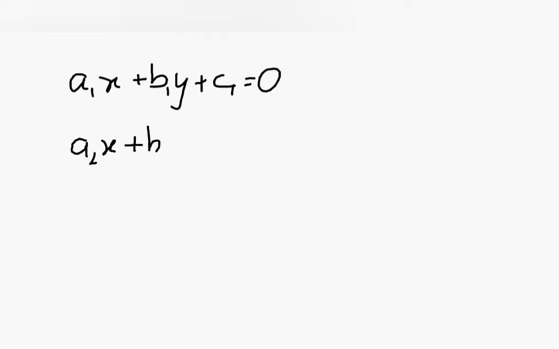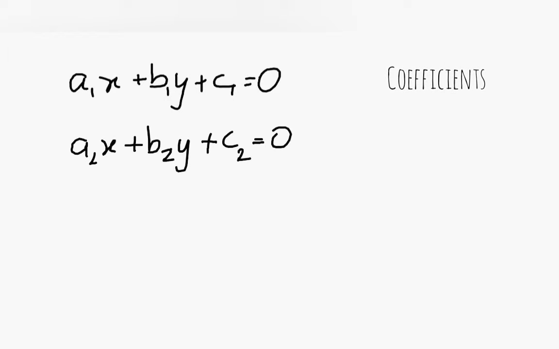They will be a1x plus b1y plus c1 is equal to 0 and a2x plus b2y plus c2 is equal to 0. Now in this case a1, b1, c1, a2, b2, c2, all these are the coefficients, and what we have to do in this exercise is compare the ratios of the coefficients and find something or the other. Now there are three things you have to remember.